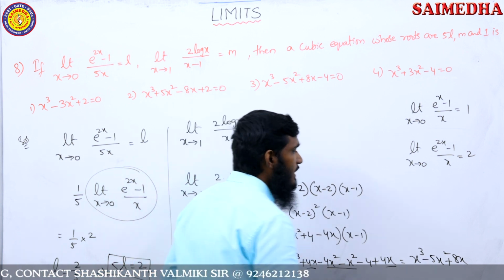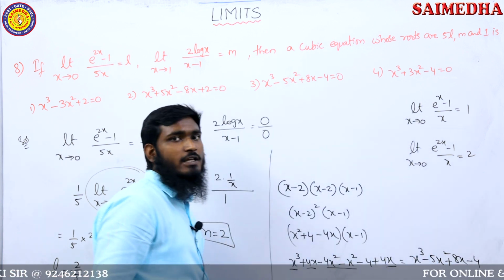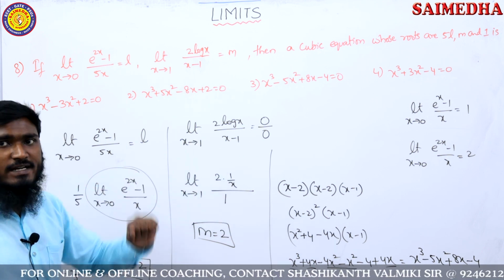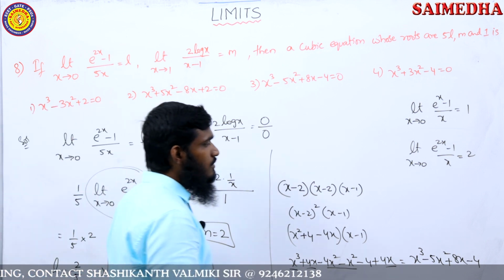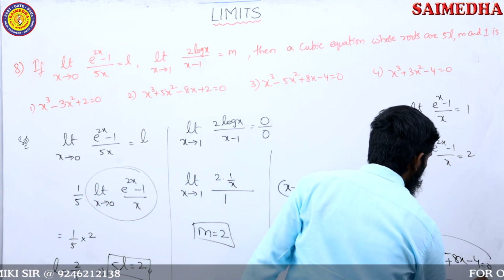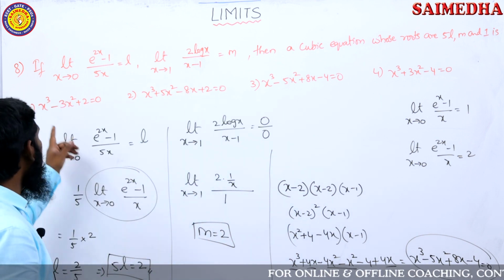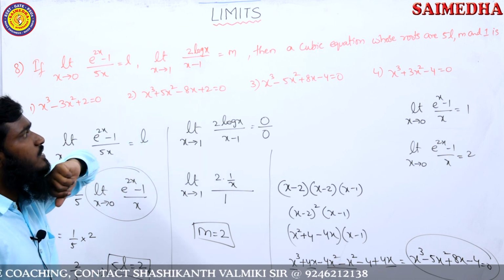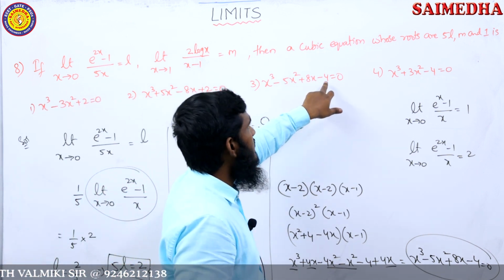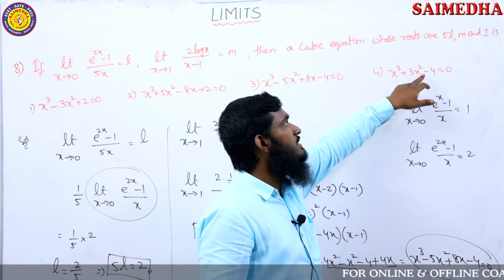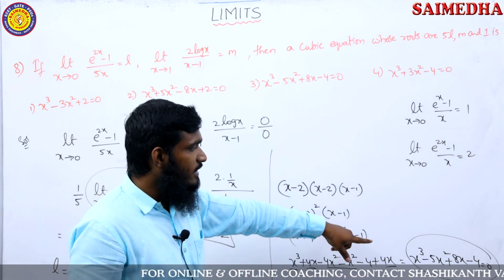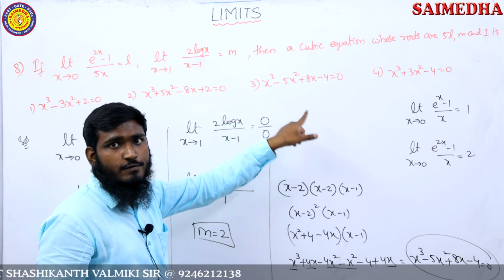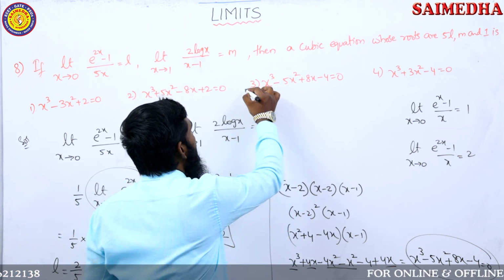What is left over here? Minus 4 is left. Okay, so what we are getting is the cubic equation x cube minus 5x square plus 8x minus 4, which is equal to 0. Now let us see the options. The options are x cube minus 3x square plus 2 equals 0, x cube plus 5x square minus 8x plus 2 equals 0, x cube minus 5x square plus 8x minus 4 equals 0, x cube plus 3x square minus 4 equals 0. So according to our answer, option 3, x cube minus 5x square plus 8x minus 4 equals 0, is correct.